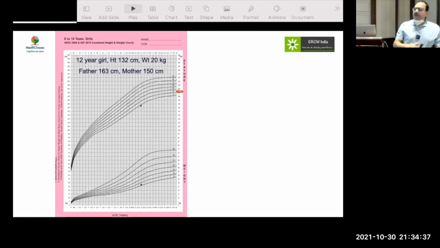Then you can backtrack from there to see how the growth is happening. So now, is she short for the family? No. She is short for the population, but she is not short for the family. So this is familial short stature. You don't need to do a single investigation. The most important investigation in a short child is the growth chart. If you do the growth chart properly, you can evaluate.